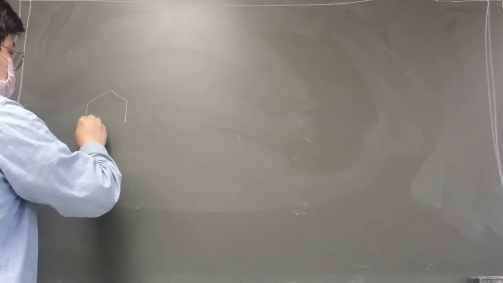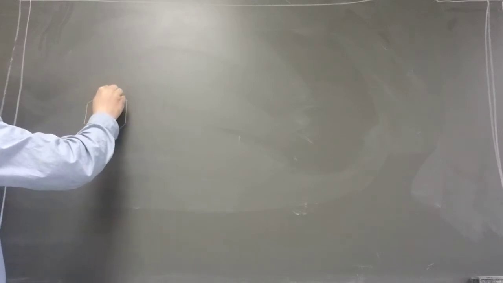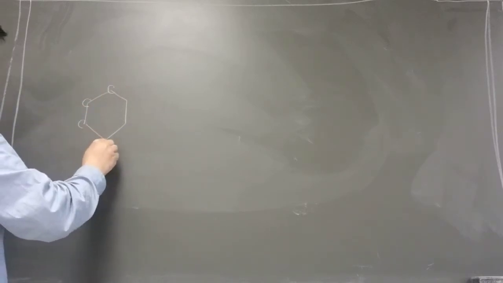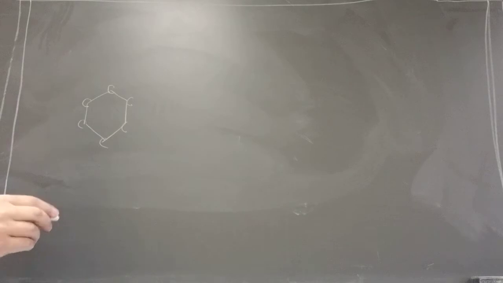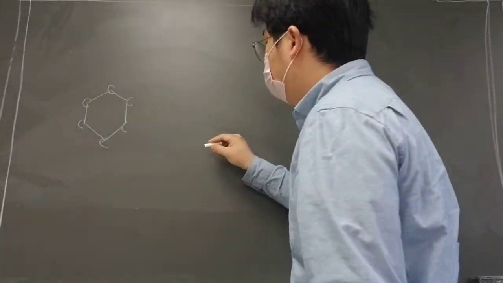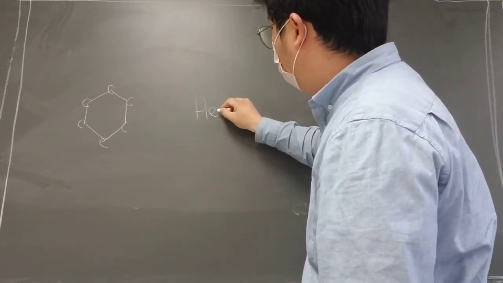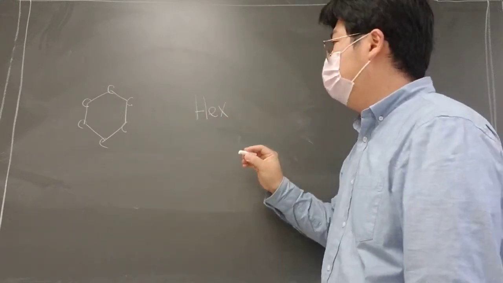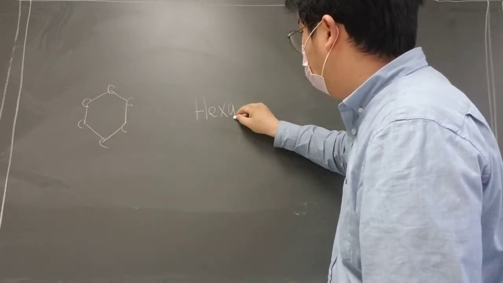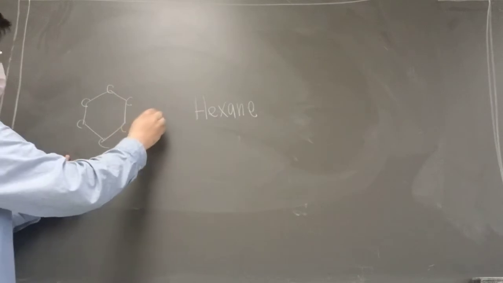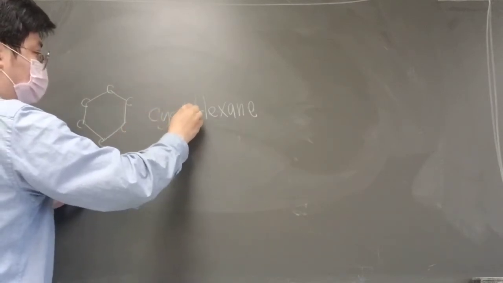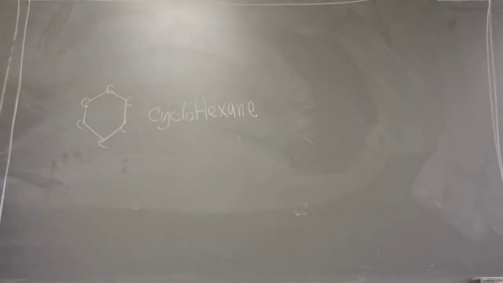So for example, if you have this ring structure here, you can try to count the carbons: 1, 2, 3, 4, 5, 6. Basically, it's pretty much the same as what we did for the alkanes in chapter 3. There will be hex, and there are all single bonds, so it'll be ane. But this is in a ring structure, so we're going to put cyclo. So we call this cyclohexane.